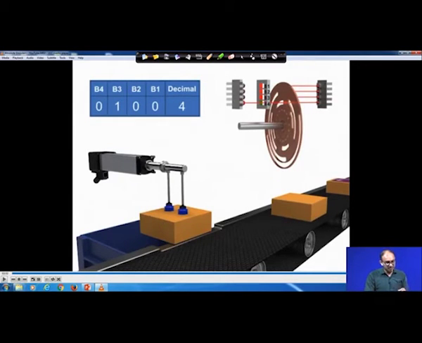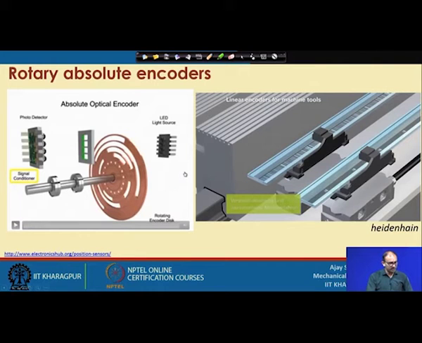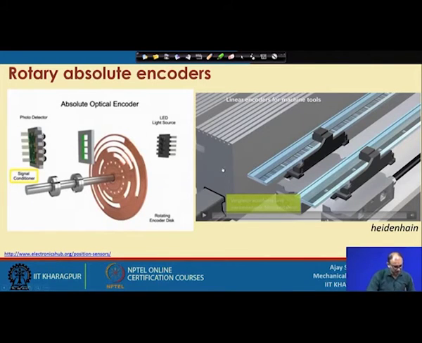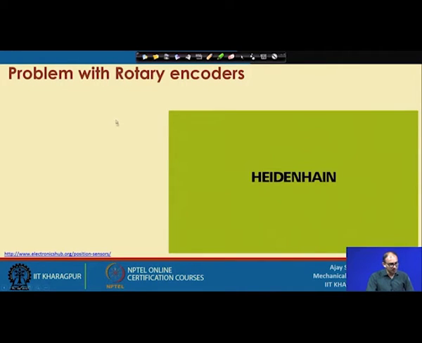So, many sensors are used for any automation or automatic system or the automatic transfer of the parts. So, let us go back to the slides. This is what we have seen about the rotary encoder, the absolute encoder and the incremental encoder. Now, what is the problem with the rotary encoder that we have seen earlier?